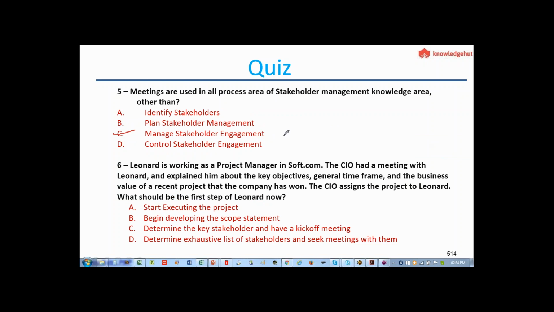So basically you can read the PMBOK and you will have more clarity on this, on why you don't need a meeting. When you are managing, you are just interacting with the stakeholder using your interpersonal skills. So when we are talking about meetings, we are talking about the team meeting. Okay. So here we don't need that actually. Now Leonard is working as a project manager in soft.com. So this is just like one of the previous questions, it has been embedded in a story.